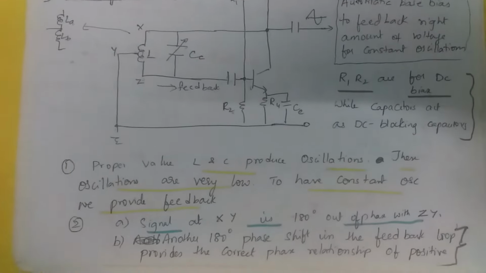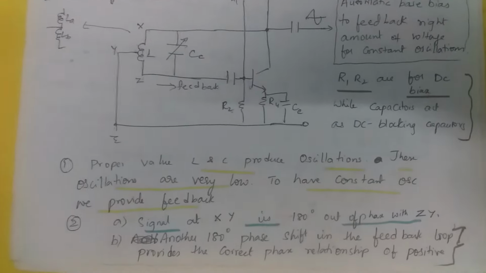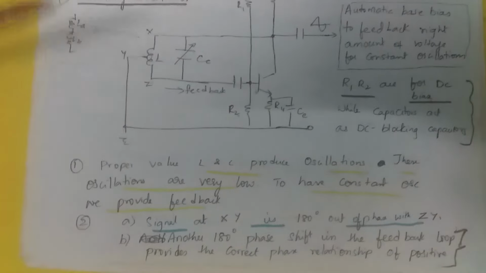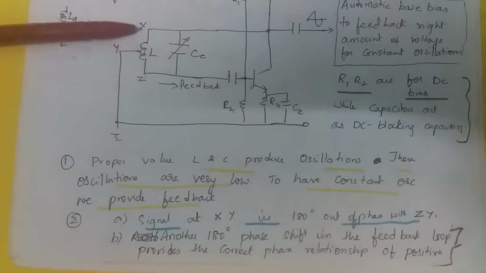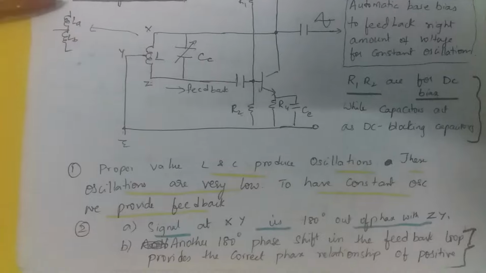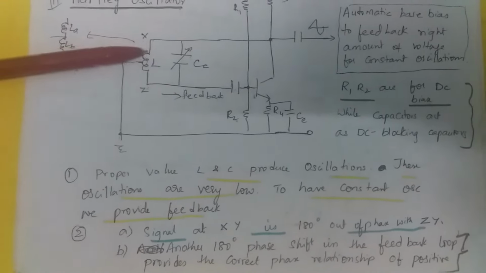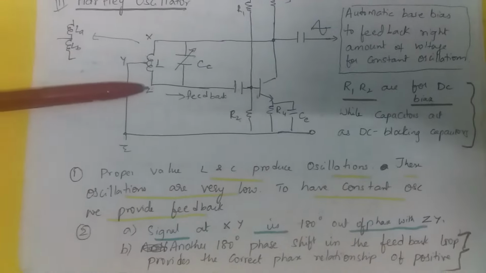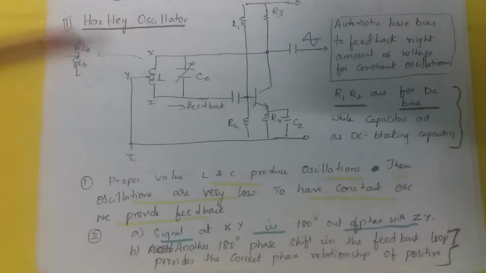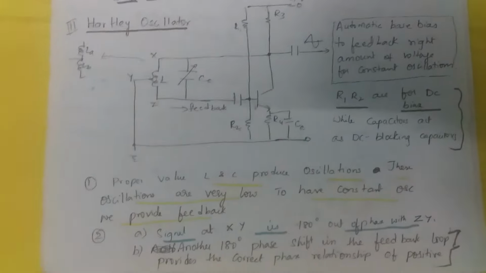and the correct phase relationship of positive feedback is obtained. So what is the gain of the circuit? Gain is the voltage over here, which is X omega LA. L is like LA and LB. L is equal to LA plus LB. So X omega LA by X omega LB, so it is LA by LB.